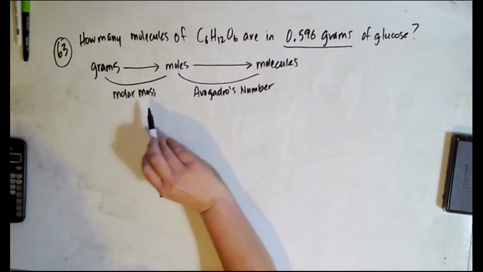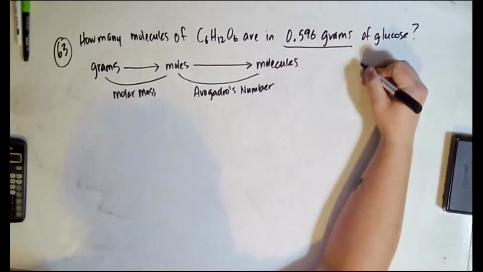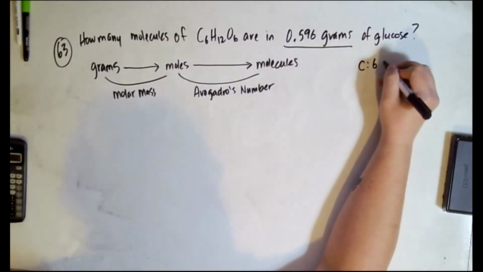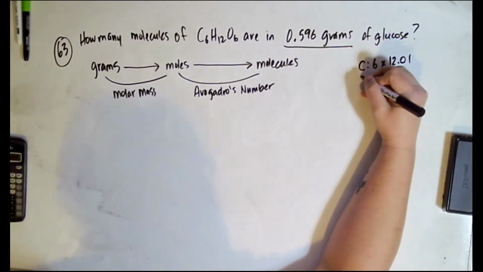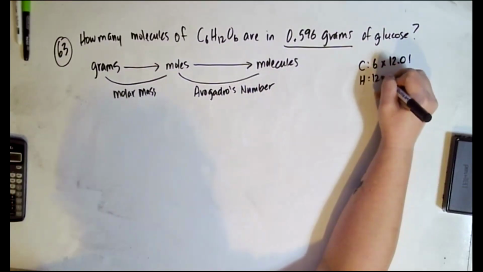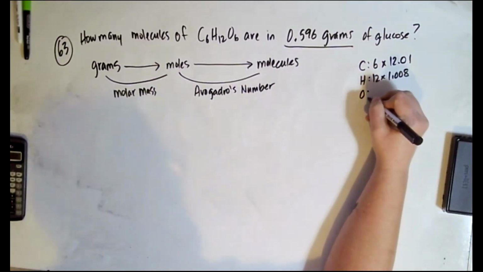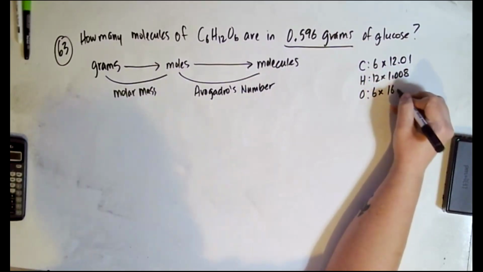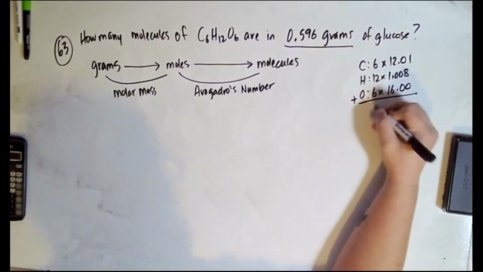Okay, so to use our molar mass, we need to find that first. For carbon, it's going to be 6 times 12.01. For hydrogen, it's going to be 12 times 1.008. For oxygen, it's going to be 6 times 16. We're going to add all that together.